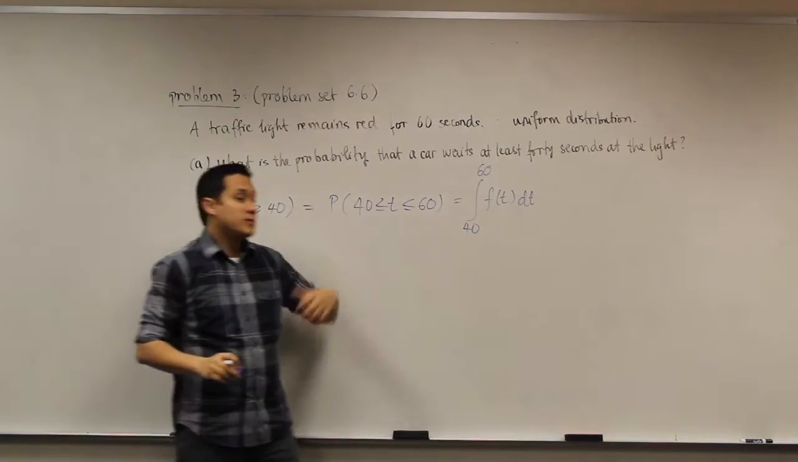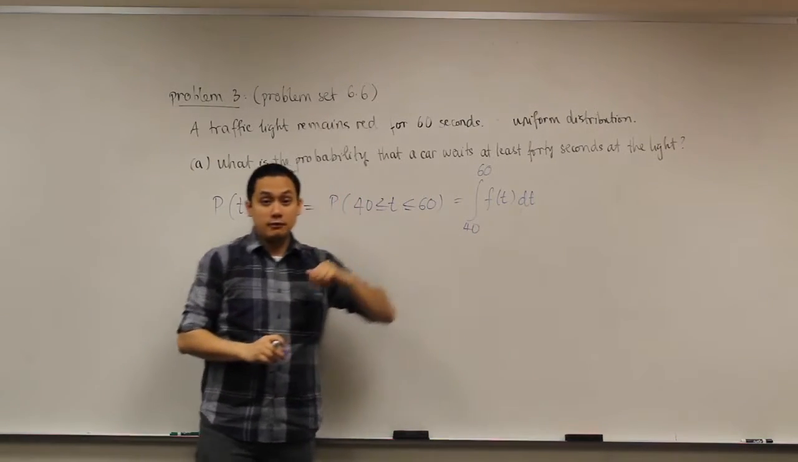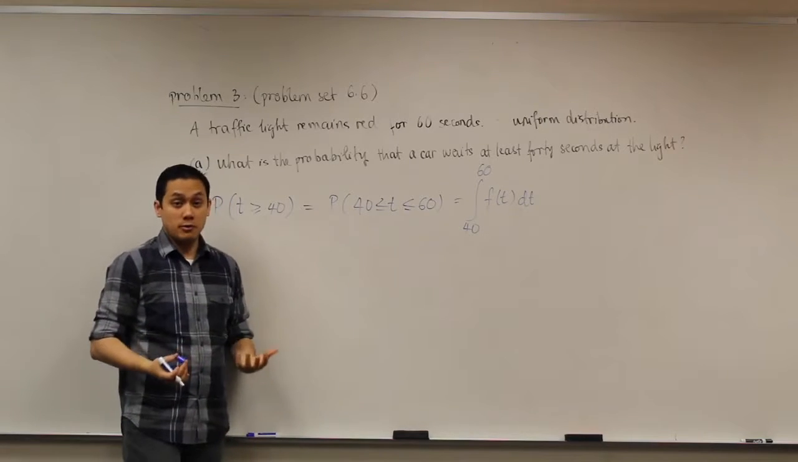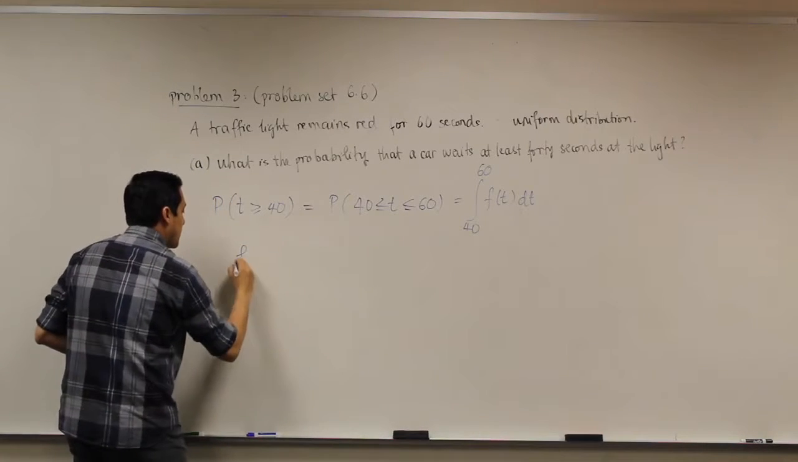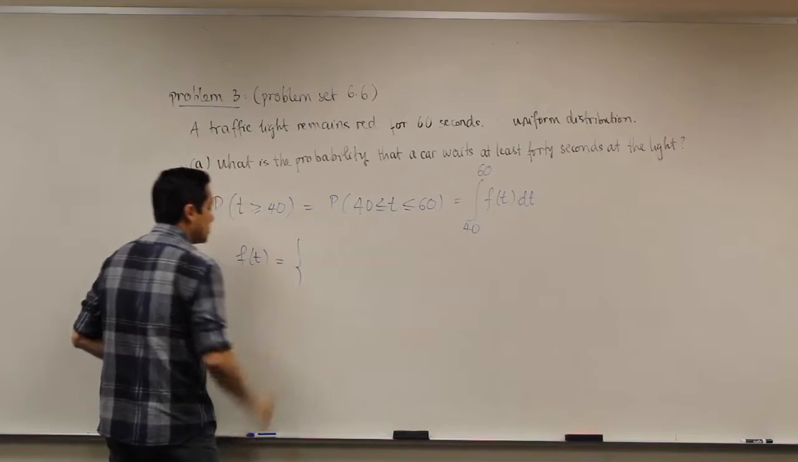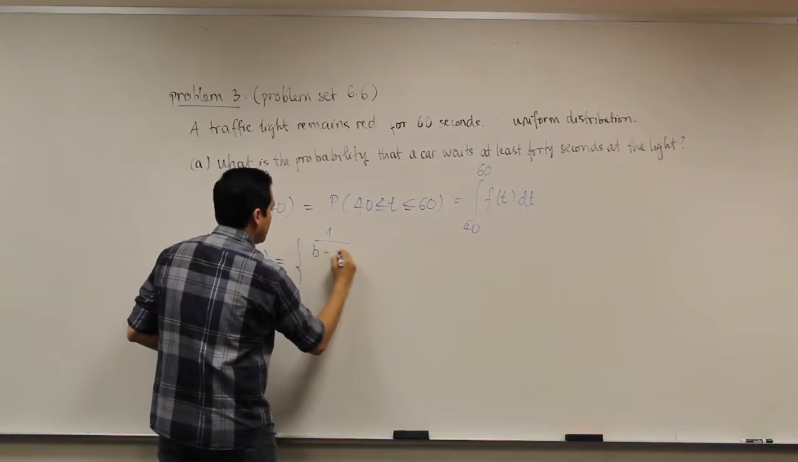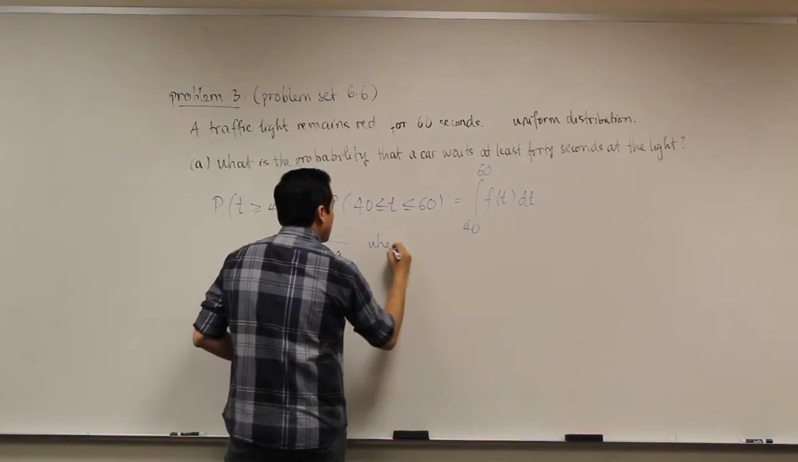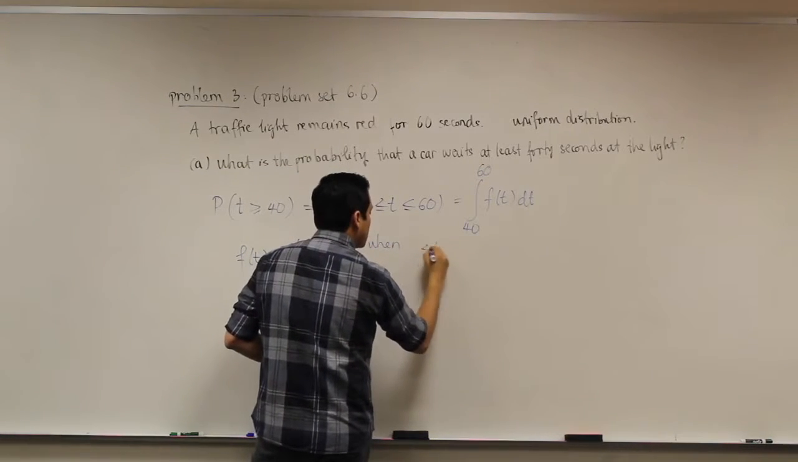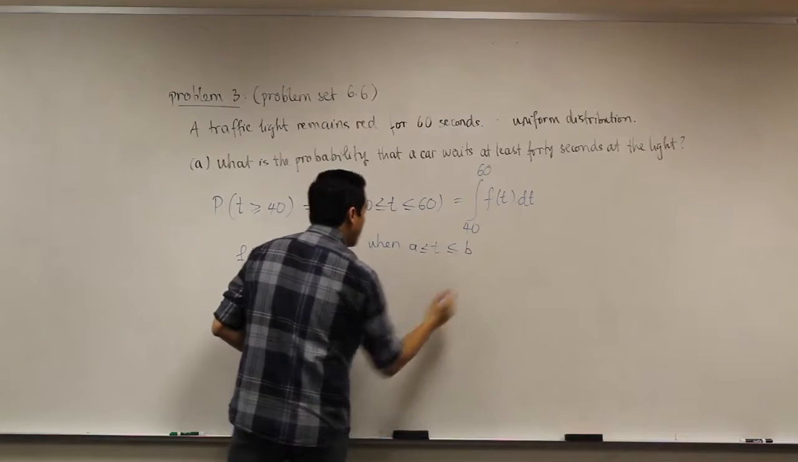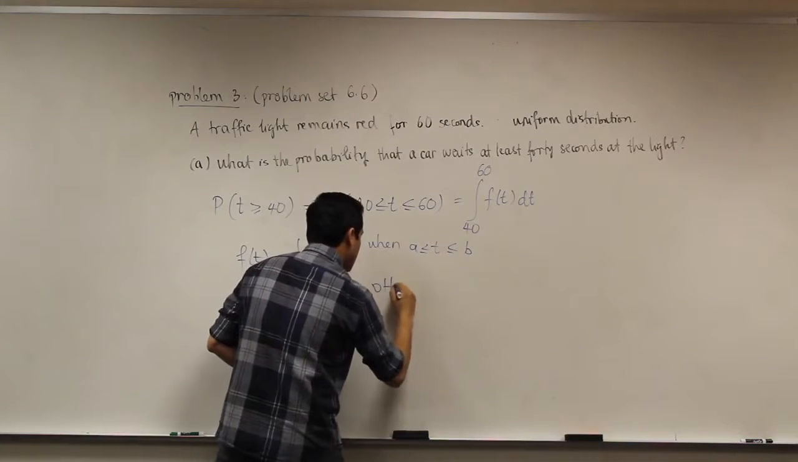So the job now is to identify the probability density function. And you know this is the uniform distribution. So f of t is equal to, this piecewise function, is equal to 1 over b minus a when t is between a and b and 0 otherwise.